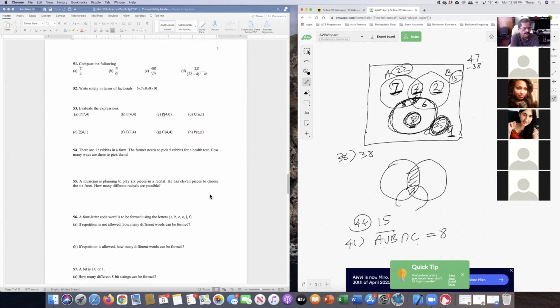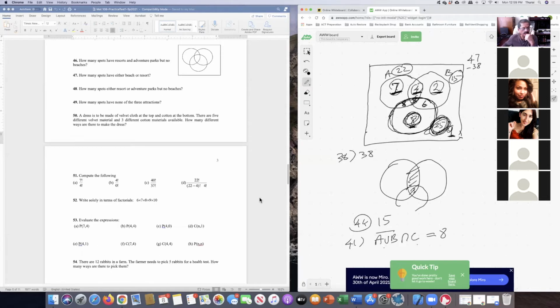Okay, 55 says a musician is planning to play 6 pieces in a recital. He has 11 pieces to choose from. How many different recitals are possible? Is that permutation or combination? Permutation, because a recital means order matters. A different arrangement of songs will make a different recital. So there'll be permutation of 11, 6.